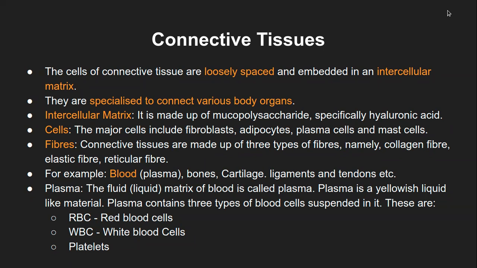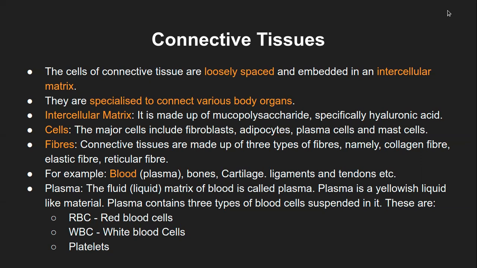Now, in common English terminology, fiber means a thread-like structure, right? So in the case of connective tissue also, these thread-like structures are present within the intercellular matrix, holding on to the cells and ultimately to different tissue networks. So that is the whole of your connective tissue. Then the examples. There are various examples that we are going to see with respect to connective tissue. First example is your blood.